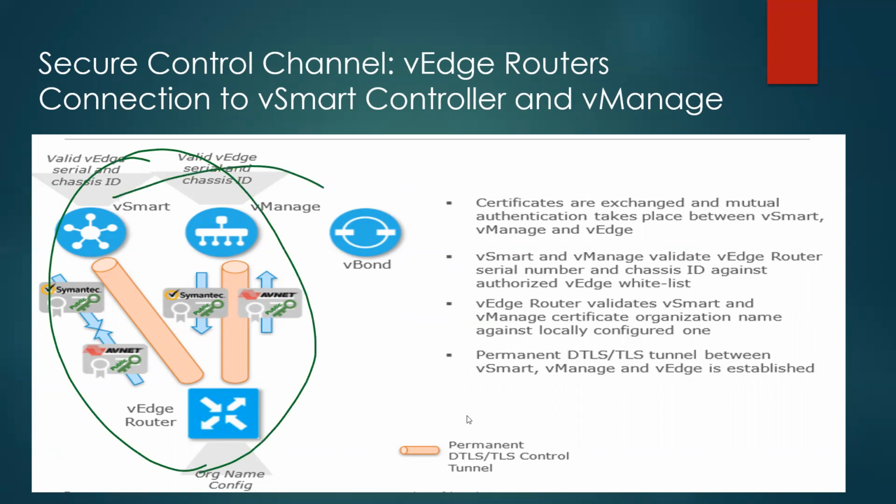Now this vBond and vSmart, obviously they have the tunnels. So you can see that we have separate control connections for the controllers. Since there is no permanent tunnel with edge devices, that's why there is no need for the TLS tunnel. But anyways, I'll cover more on this later, tomorrow.